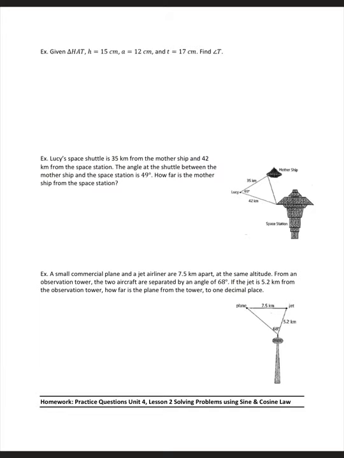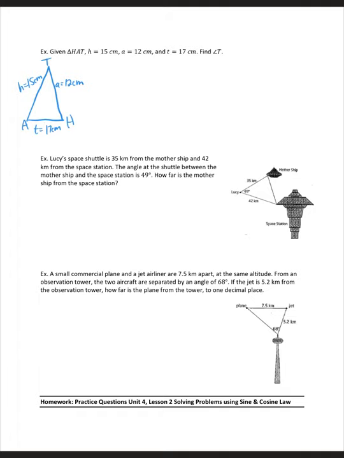So let's look at an example for cosine law. We're given triangle HAT, and it says that side length H is 15 centimeters, side length A is 12 centimeters, and side length T is 17 centimeters. It says to find angle T.